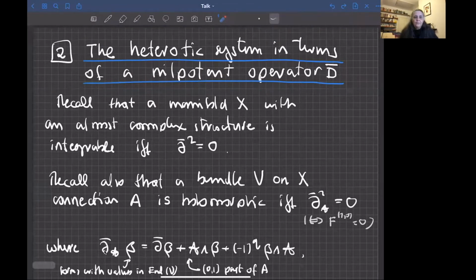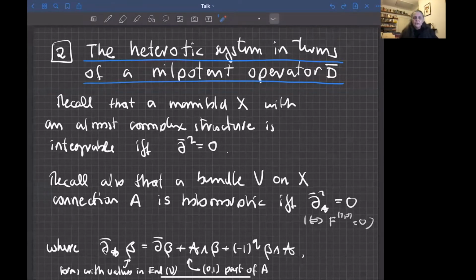Okay, so now for the second part of this talk, I would like to discuss how to rephrase the heterotic system in terms of an important operator. So let me start with a baby case, right? It's a well-known case. And this is what we are going to generalize, in fact. Recall that a manifold X with an almost complex structure is integrable if and only if the del bar operator squares to 0. So that's a nice way to express the integrability of a complex structure, as we know.